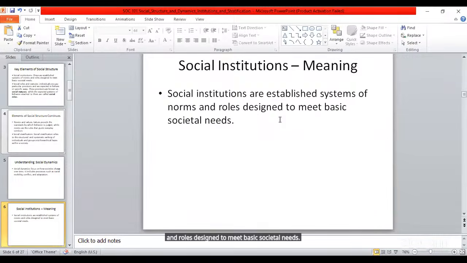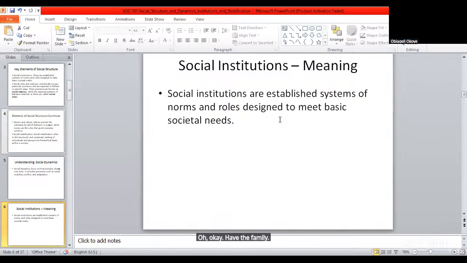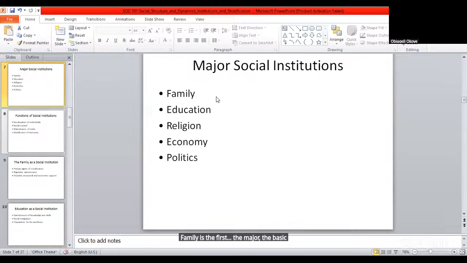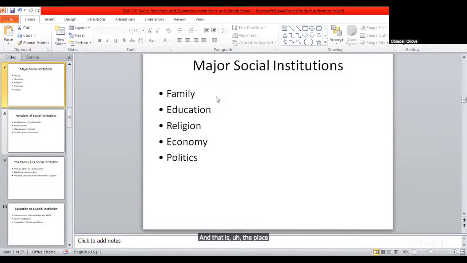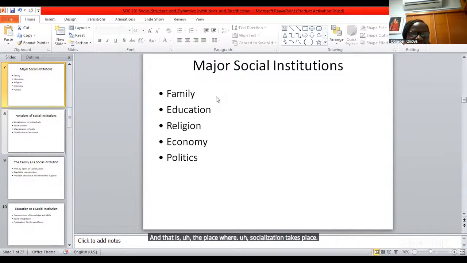Of the family. Family is the first, the basic institution we have in every society. And that is the place where socialization takes place. We also have the education institution, example, the school, where we learn and acquire knowledge to better our life. This also helps in social mobility.